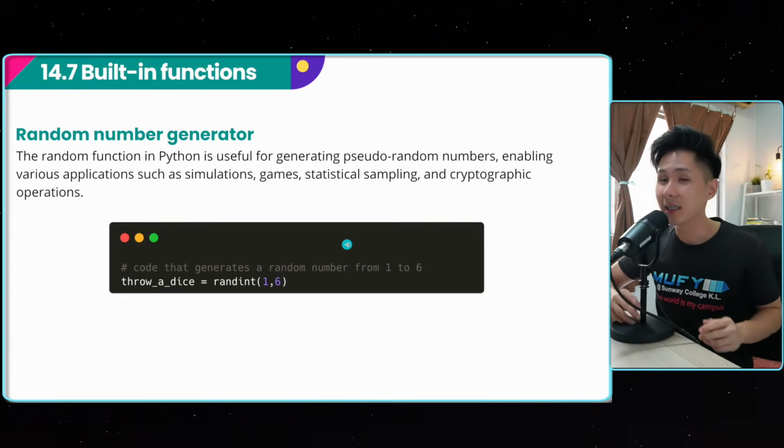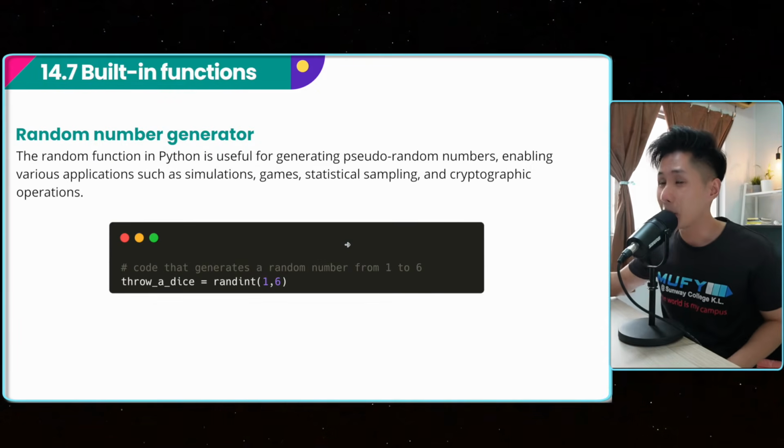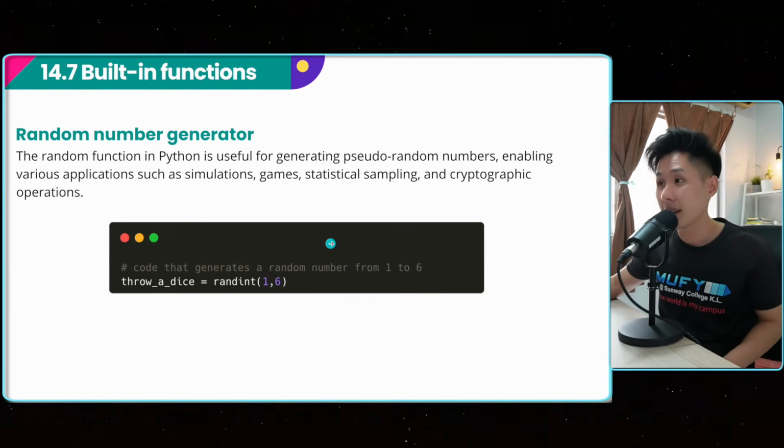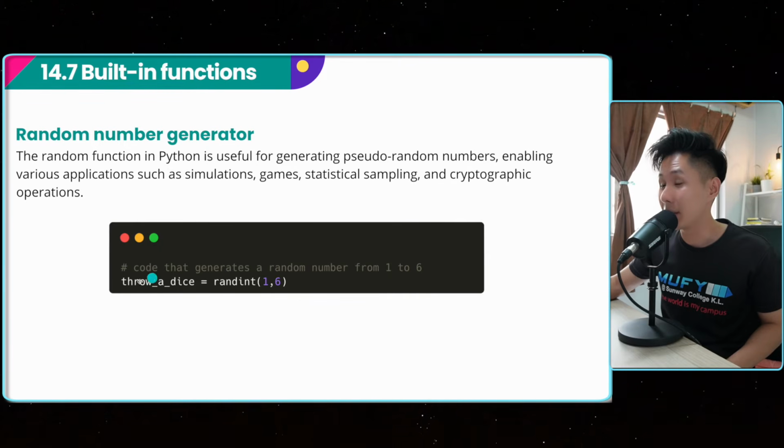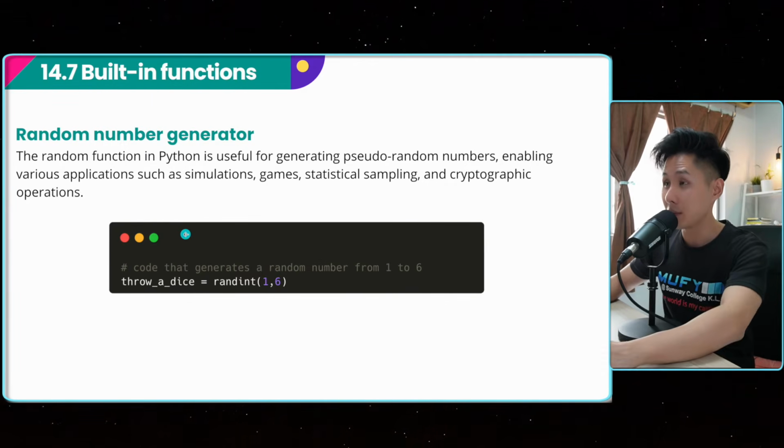Now, another function is called the random number generator. There are times when you need to generate a random number. In this case, let's say I want to create a program that throws a dice. This is when I use the randint function, and it's from the random library.